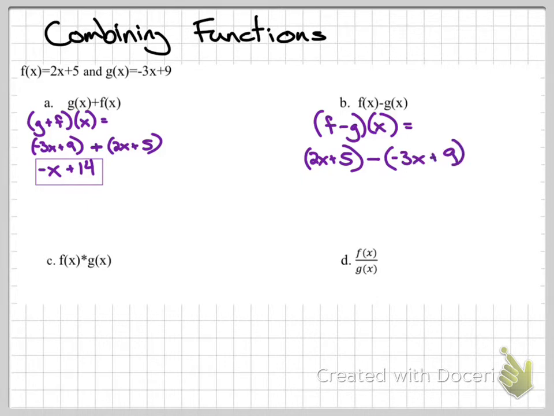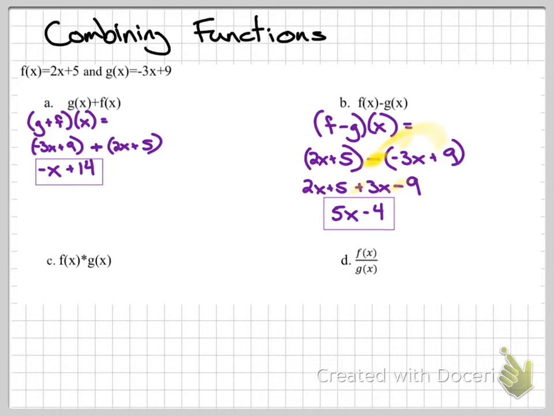This is where the parentheses are super important. That minus needs to be distributed to both terms in the parentheses. So 2x plus 5, distribute the negative and I get plus 3x, distribute the negative and I get minus 9. Most common mistakes are forgetting to distribute that negative. Now combine like terms, 5x minus 4, that is what f of x minus g of x equals. So hopefully you're doing pretty good. Make sure you write them down in order and use the parentheses.